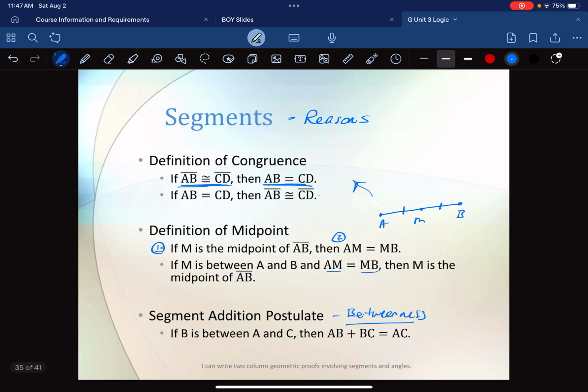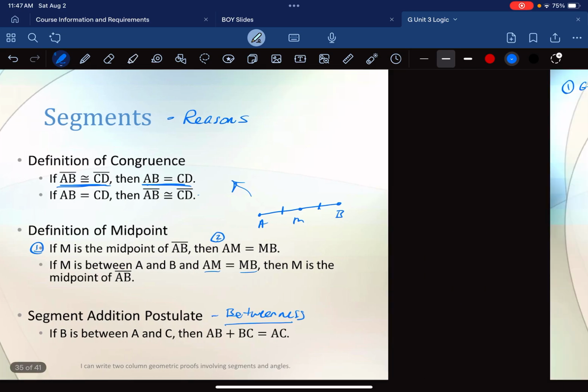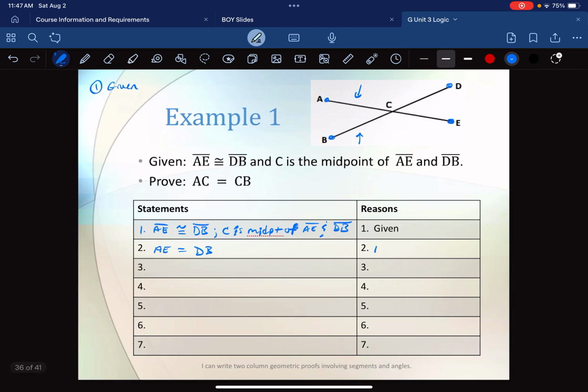Well, that's using definition of congruence back here on that previous slide. If they're congruent, they're equal. So I'm going to put here def of congruence, like that, okay? Now, C is the midpoint of AE and DB. Well, I can write a couple things with that, okay?